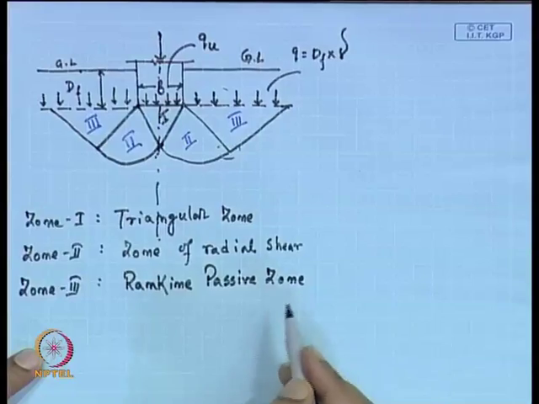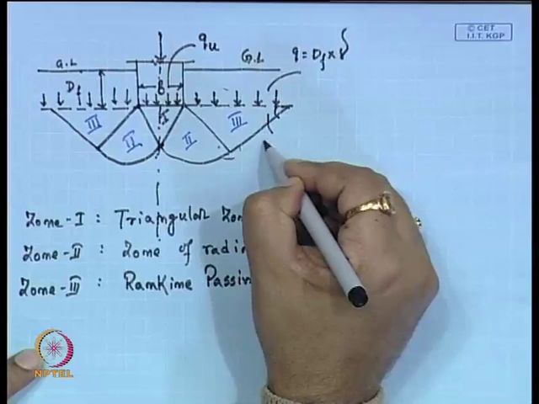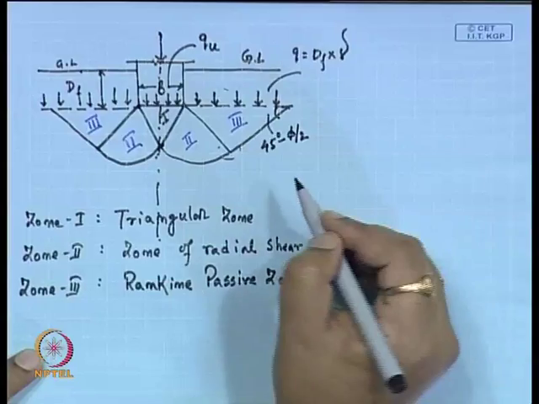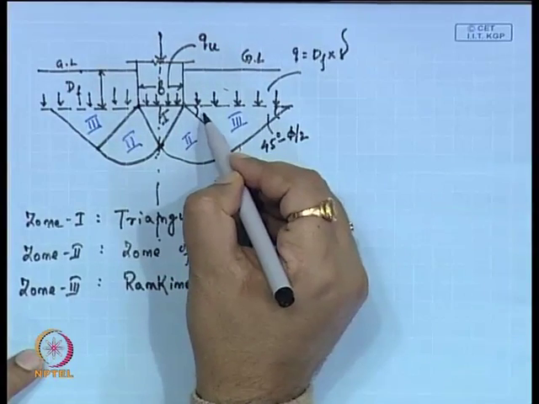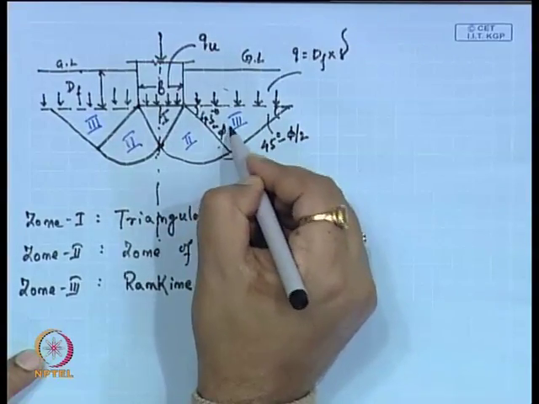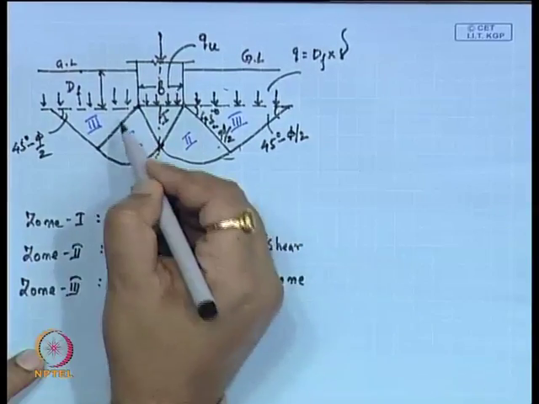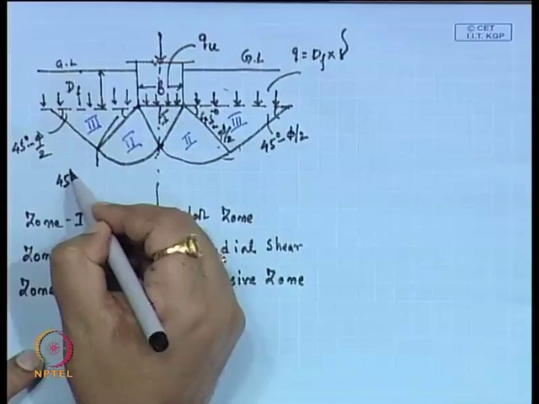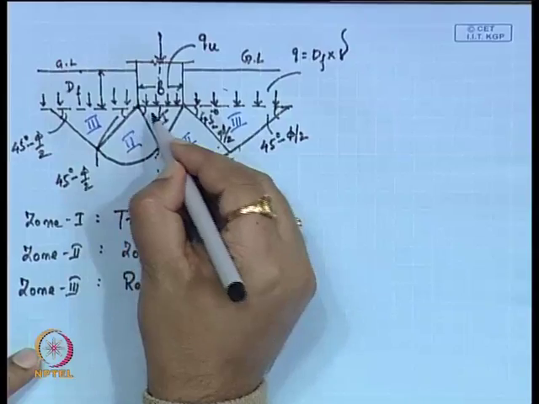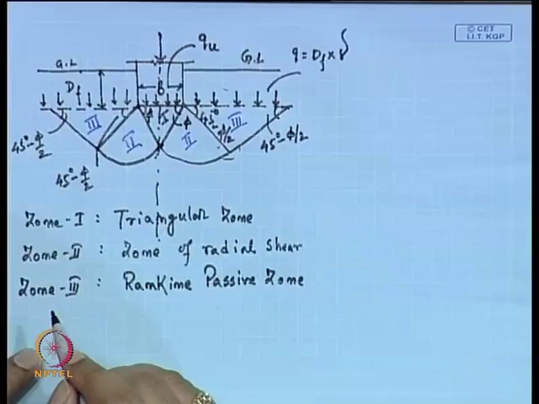Now, the angle which is considered for this analysis, this angle is 45 degree minus phi by 2, where phi is the friction angle of the soil. Now, this is also 45 degree minus phi by 2. Similarly, this angle is also 45 degree minus phi by 2, and this angle is also 45 degree minus phi by 2. Now, this angle is considered phi and this angle is also phi.